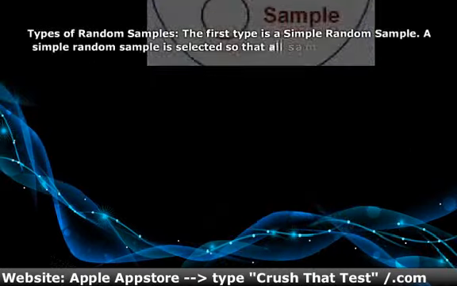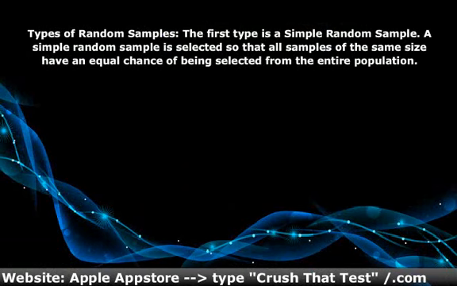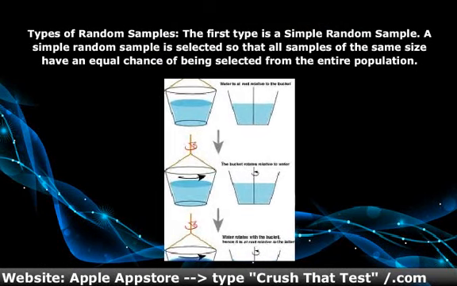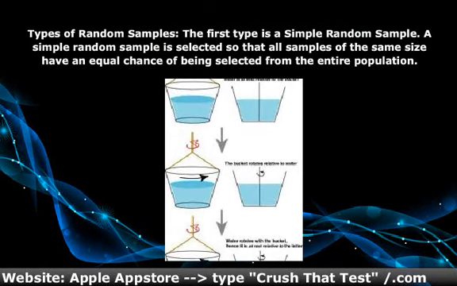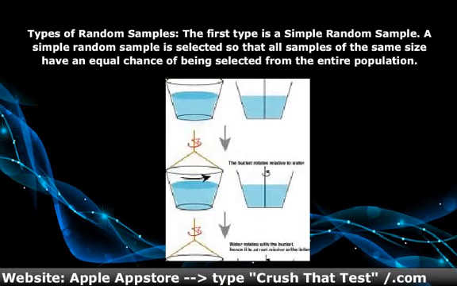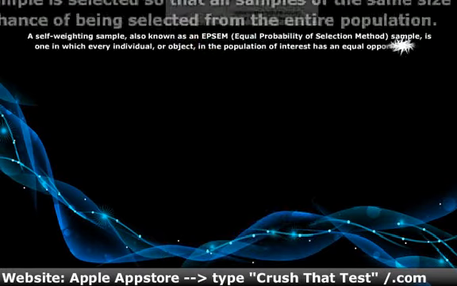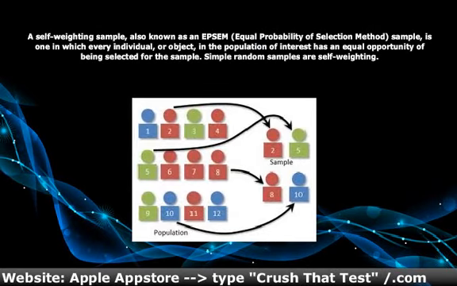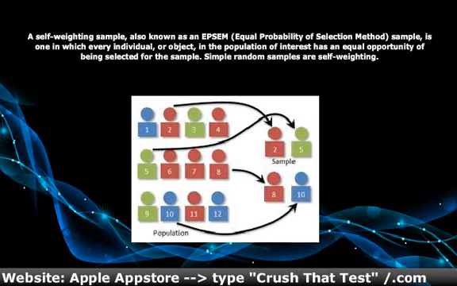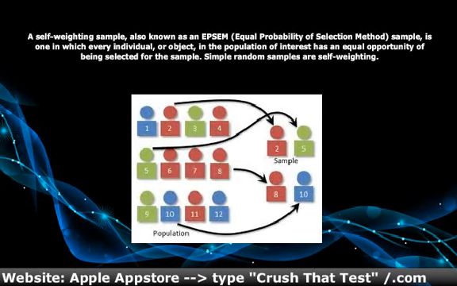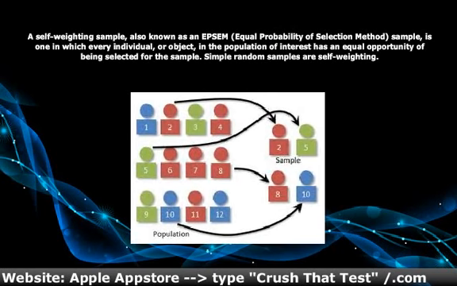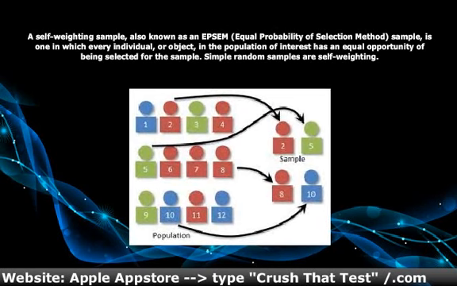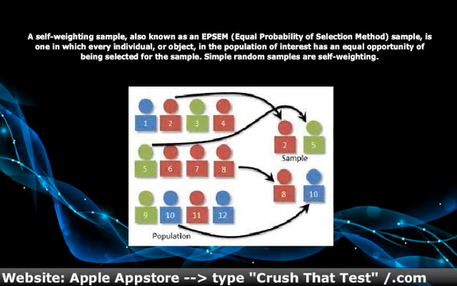Types of random samples. A simple random sample is selected so that all samples of the same size have an equal chance of being selected from the entire population. A self-weighting sample, also known as an EPSEM, equal probability of selection method, sample, is one in which every individual, or object, in the population of interest has an equal opportunity of being selected for the sample. Simple random samples are self-weighting.